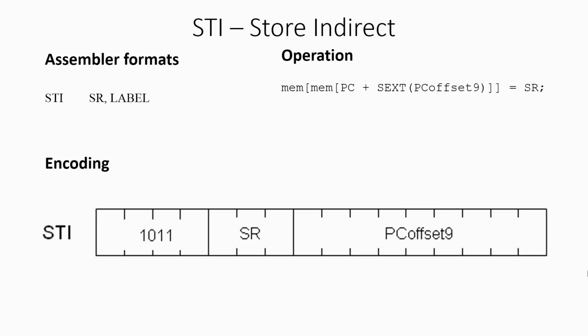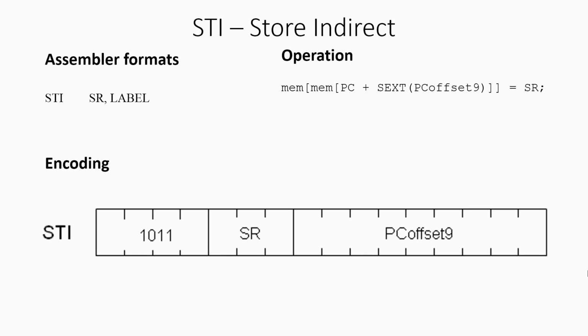Whatever is in memory at this address is the address of the location to which the contents of SR are stored. This may seem a bit confusing at first, but looking at the pseudocode for the operation should help you understand what's going on. The store indirect instruction specifies the indirect addressing mode, just like the LDI instruction.